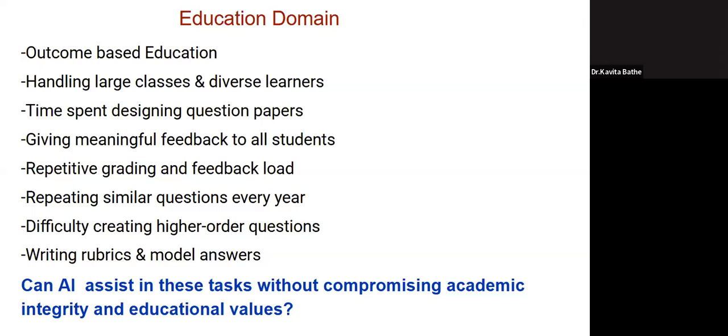For instance, the teacher has to handle large classes, and obviously in the classes we have diverse learners. What I mean by that is, when we teach a class, not all the students are at the same level. There could be one category of students who can learn fantastically, whereas a few slow learners are also there. But as a teacher, we have to teach all the students.